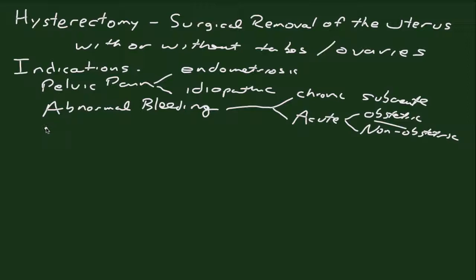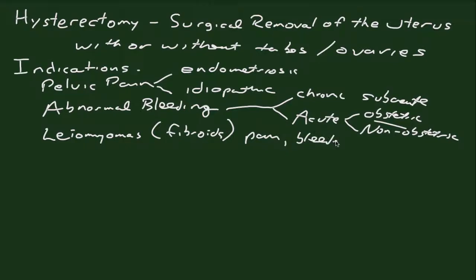A third indication would be for leiomyomas, fibroids. You could think of this as being an etiology of both pain and bleeding. Pain due to the bulk symptoms, causing pressure, causing abnormal function of the bladder or rectum in some cases, and bleeding due to the abnormal lack of hormonal control over the fibroid.